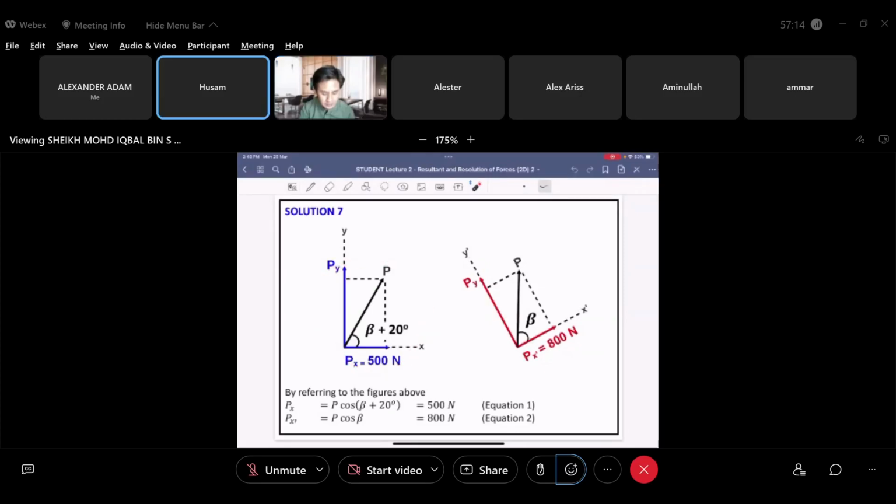Oh, okay. I see. Yeah, because it's just rearranging it, right? Px is already given, which is 500 Newton. So how do we find the 500 Newton? It's just breaking apart. It's just P cos beta plus this is how you get 500 Newton, right? Because we want to extract the unknown here, which is beta. Right? Oh, okay. Yes, I get it. Yes. So it's just the same thing. We are using cos here because it's adjacent over hypotenuse, right?